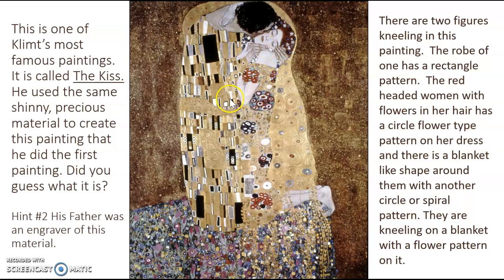These are two figures kneeling on a blanket, and notice it's all one shape, but what separates the figures are patterns. This robe is a pattern of rectangles, and the woman's dress is a pattern of flowers and circles, and then this might be a blanket around them, and it is a pattern of swirls and circles, and they're kneeling on a blanket with flower patterns.